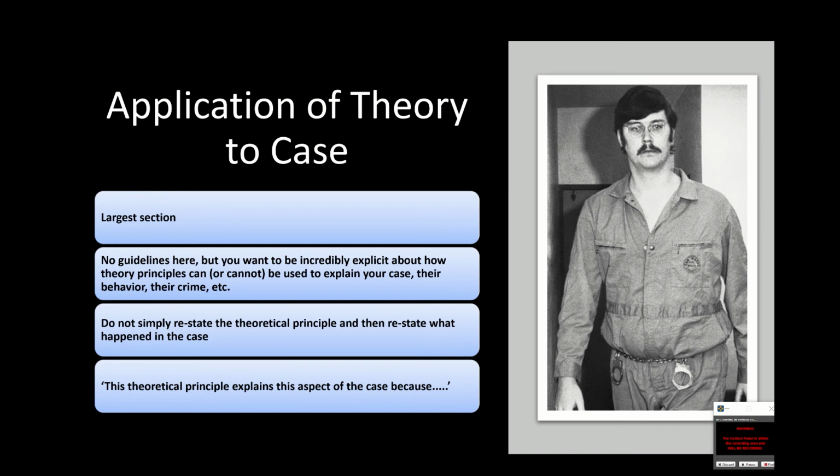So phrases you can use are like, this theoretical principle explains this aspect of the case because Edmund Kemper was known to be relatively reclusive. He was spending most of his time moving around across the United States and never really had an opportunity to settle down. He lived in a rural area with his grandparents where he didn't really have an opportunity to make friends and so on. This is what I mean by being explicit. Don't rely on the reader to fill in the blanks based on, say, what you've said about Kemper in the past. Be very, very direct.